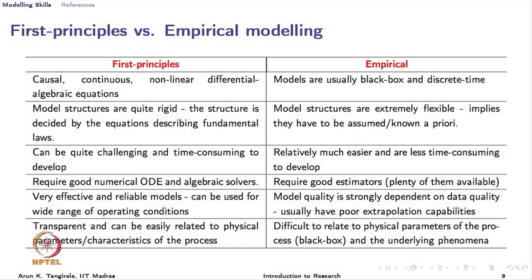But in order to do that, we have to understand what benefits, or pros and cons, each of these approaches has to offer. With the first principles approach, we do get causal, physically meaningful models, and also its ability to predict the process behavior is good over a wide range of operating conditions. However, they are difficult to solve analytically.